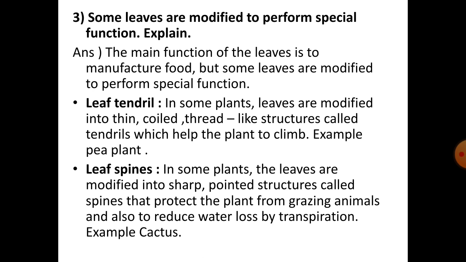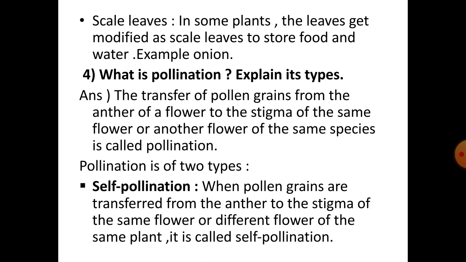Leaf spines. In some plants, the leaves are modified into sharp pointed structures called spines that protect the plant from grazing animals and also reduce water loss by transpiration. Example, cactus. Scale leaves. In some plants, the leaves get modified as scale leaves to store food and water. Example, onion.